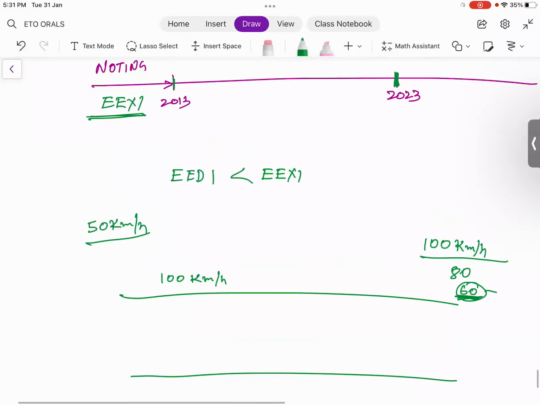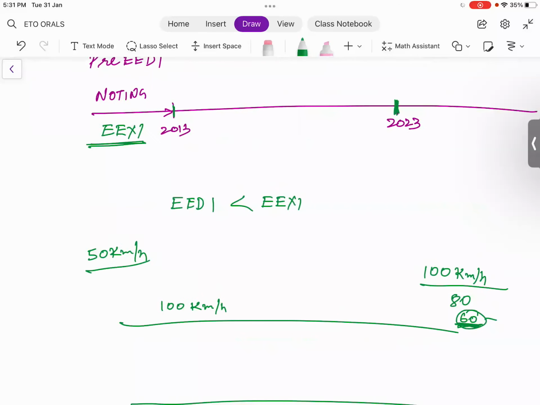Please tell me yes or no. Yes, sir. If your EEDI value is already less than the current needed EEXI value, then why to worry? Then no need of certification.